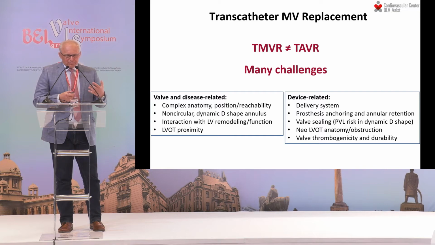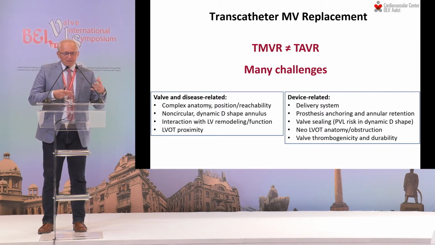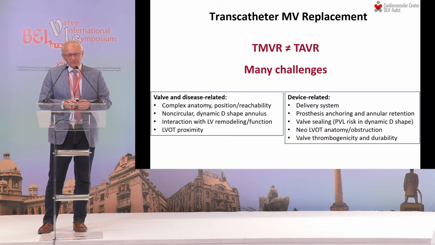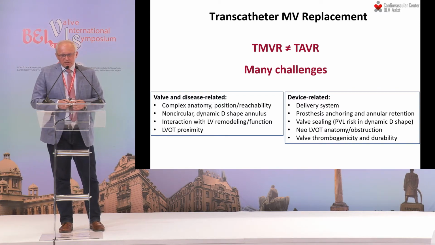Sort of to also emphasize that transcatheter mitral replacement should be seen differently than TAVR. It's not the same. There are many challenges, either valve and disease related, as nicely shown by Professor Rajani. It's again complex anatomy. It's a different place where we are entering, a different shape of annulus. There's lots of interaction with LV remodeling and function, LVOT proximity, and LVOT obstruction is definitely one of the major issues. Likewise, the device-related issues: delivery system, how we are going to approach it, anchoring, annulus retention, valve sealing, valve thrombogenicity and durability is different, flow dynamics.